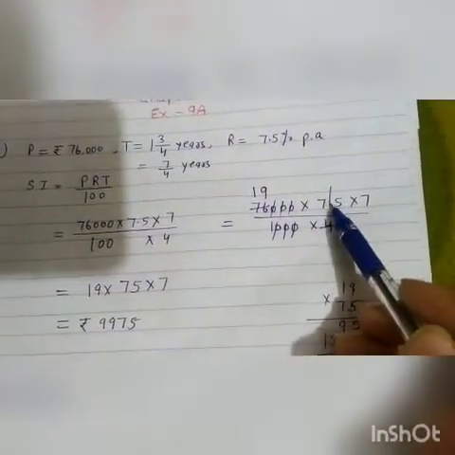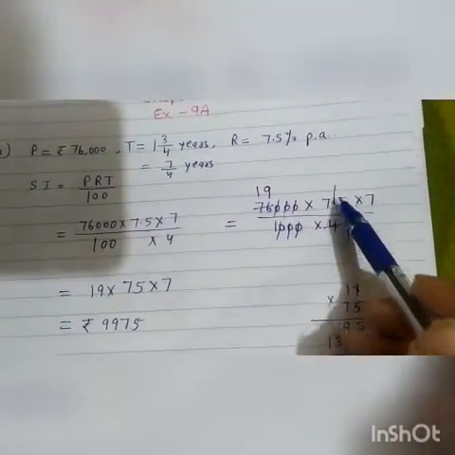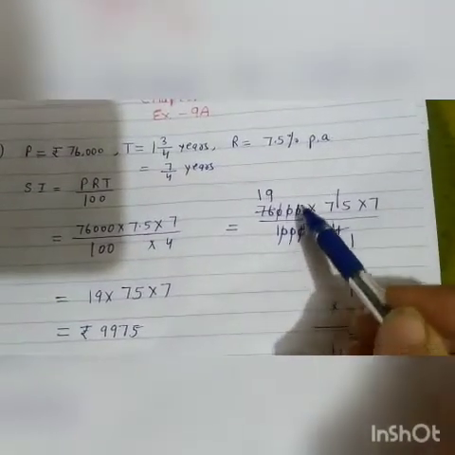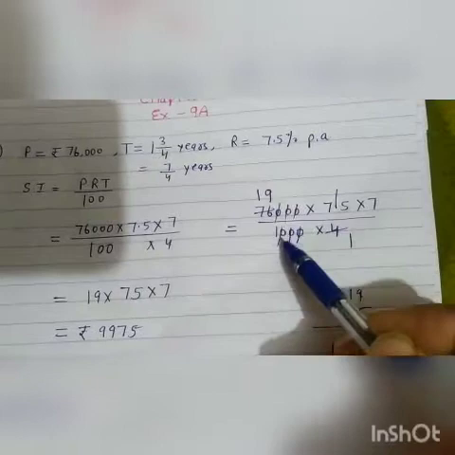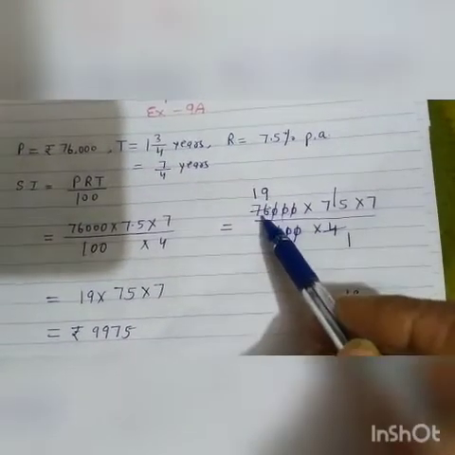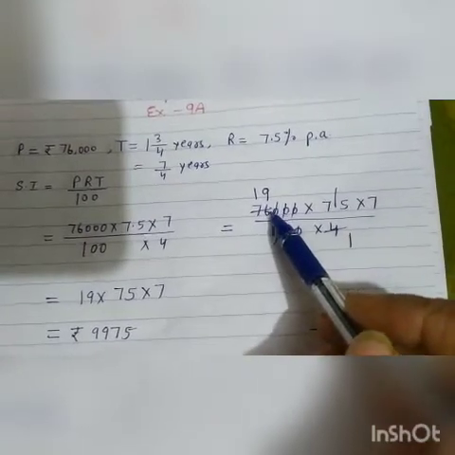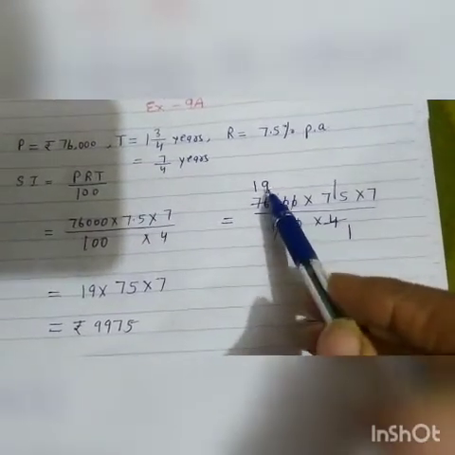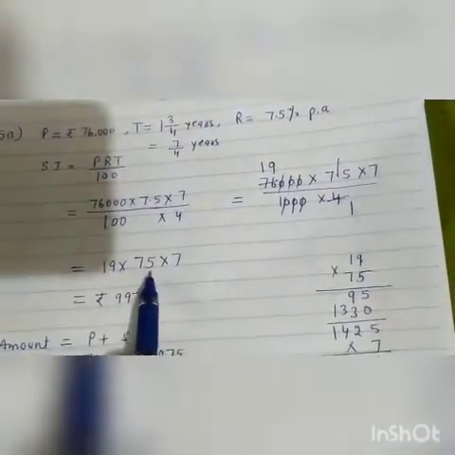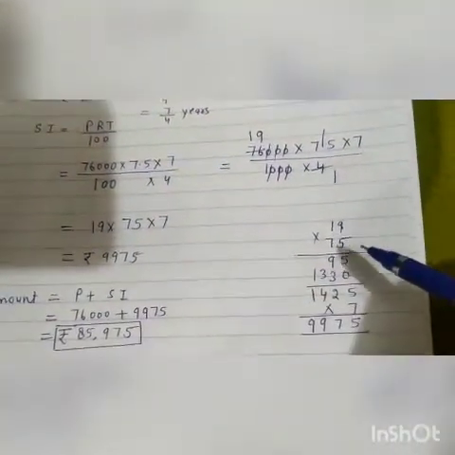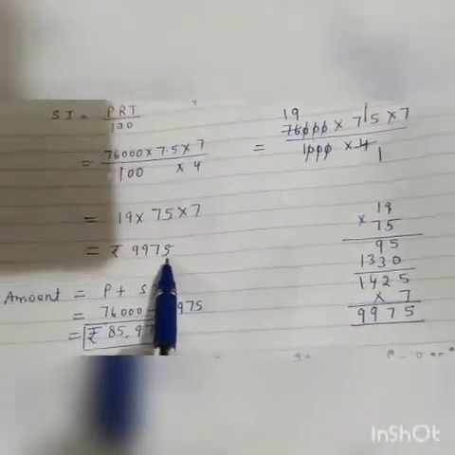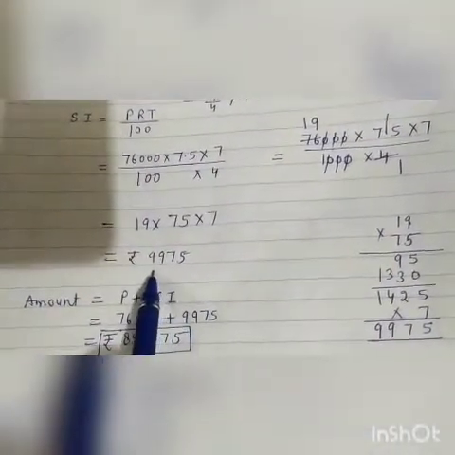Here first we will remove this decimal from here and add 1 zero here. Now cancel the zeros. Now 4 1s are 4, 3 remainder here, it is 36, 4 9s are 36. Now 19 into 75 into 7. When we multiply it, I have done multiplication here, then we get 9,975. This is the simple interest.